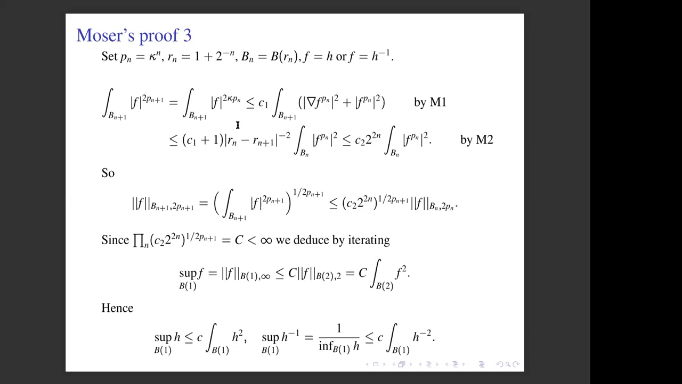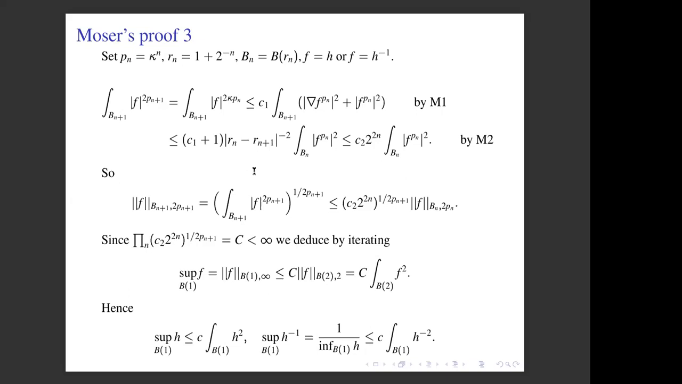Now we use lemma M1 for the function f to the pn to say that we can control it by the integral over Bn plus 1 of the gradient of f to the pn times mod f to the pn squared.